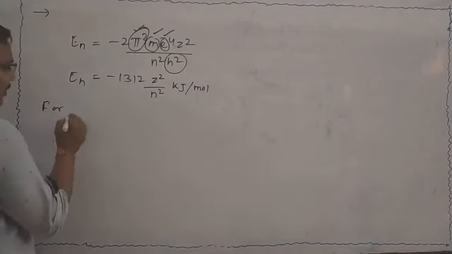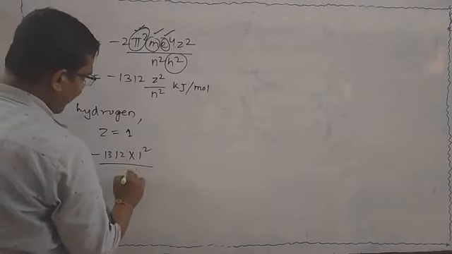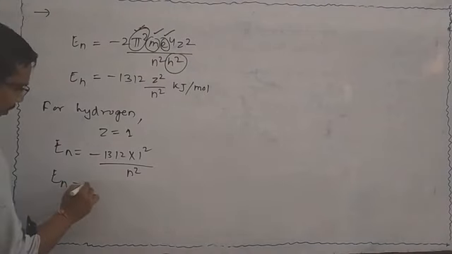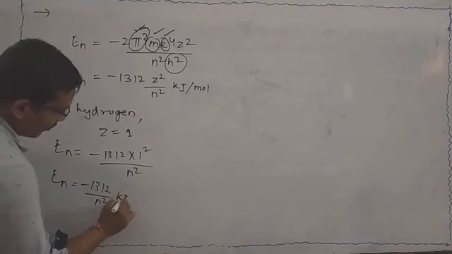For hydrogen atom, we know that Z is the atomic number, and the atomic number Z for hydrogen is equal to 1. That means we can write En is equal to minus 1312 into 1² by n². That means we find En is equal to minus 1312 by n² kilojoule per mole.